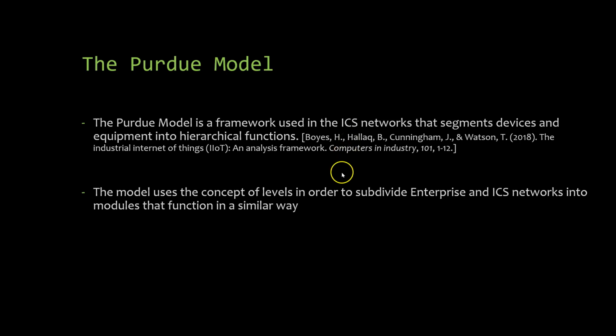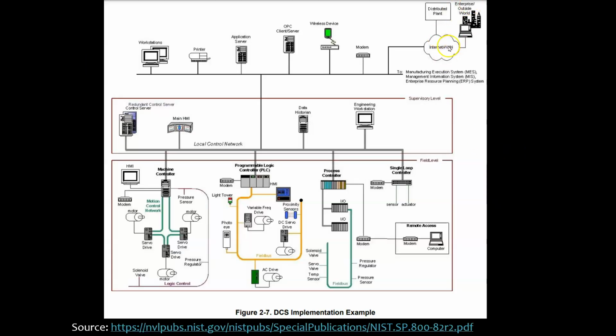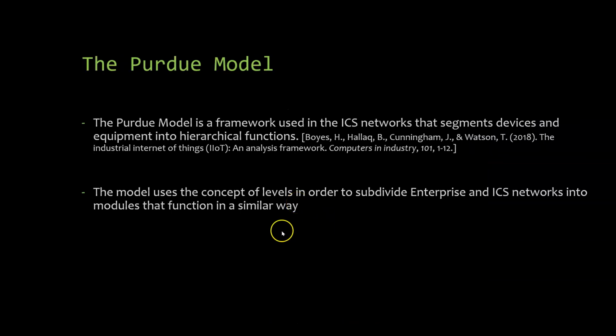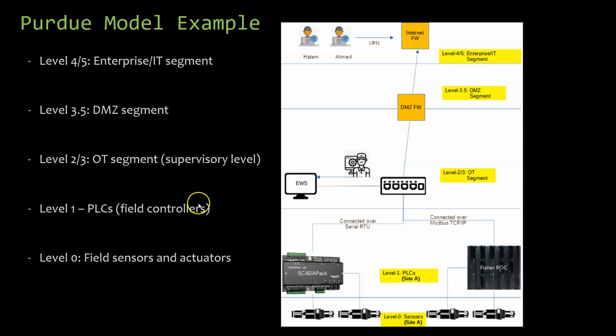Okay, so this is the reference for this quote. The model, the Purdue model, uses the concept of levels in order to subdivide the enterprise and the ICS. So here we subdivide the enterprise and the ICS segments into functions that have a similar way of doing the work. Okay guys, so this is a Purdue model example.